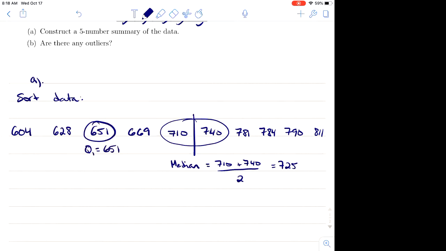So then, same thing for Q3, I'll start at 740, right? Because it wasn't used as the median. So 740 and 811. I get Q3 is 784. And then from here, because I've sorted my data, I can just see my minimum and my maximum.